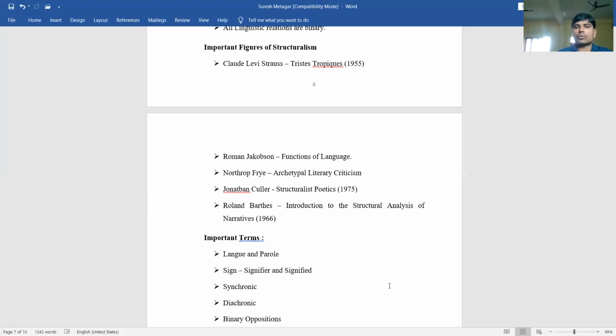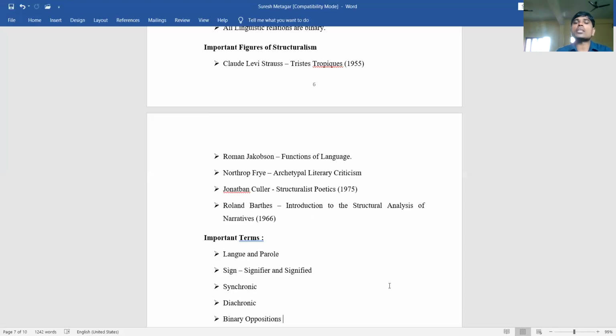Then we have Northrop Frye, who wrote Anatomy of Criticism, on archetypal literary criticism. In archetypal criticism, he speaks about how myths are similar everywhere, which means there is a broader system behind these things. Then we have Jonathan Culler, who tried to write Structuralist Poetics. Structuralist poetics means the rules and regulations of understanding literature. If you understand the rules and regulations already there in the broader system, you will be able to analyze literature. That is what he has written in Structuralist Poetics.